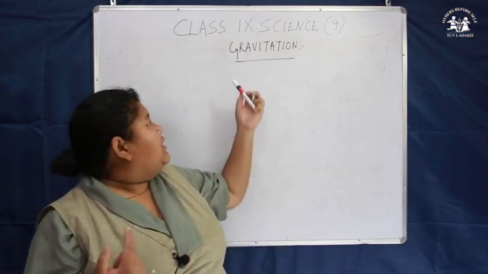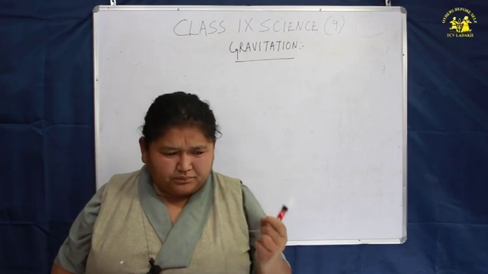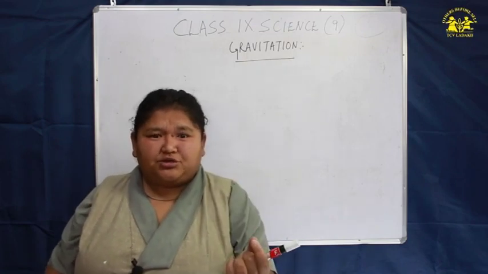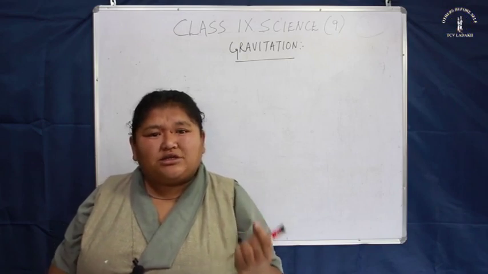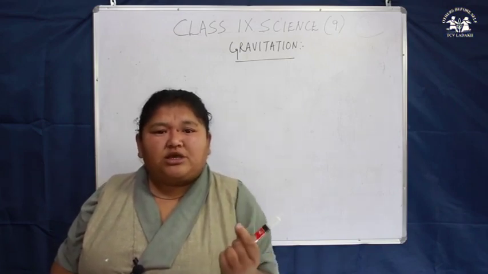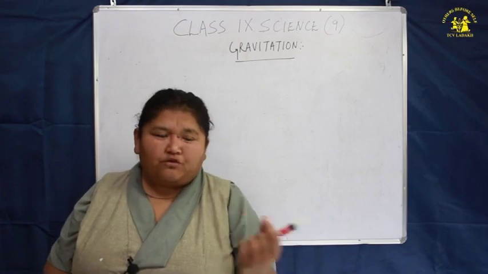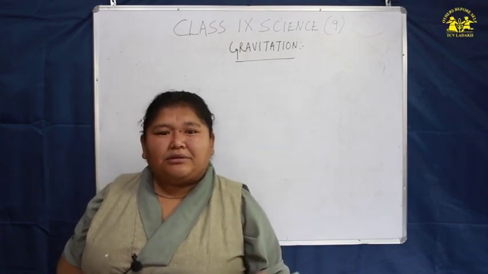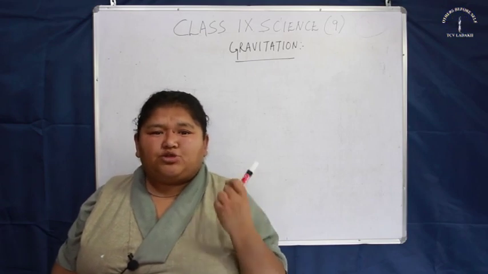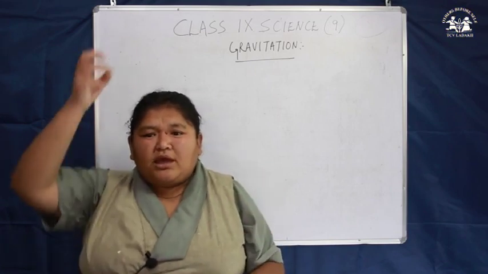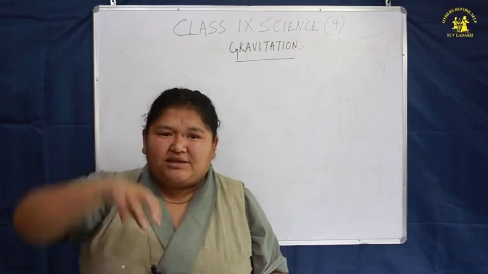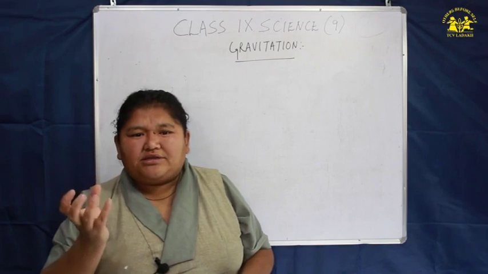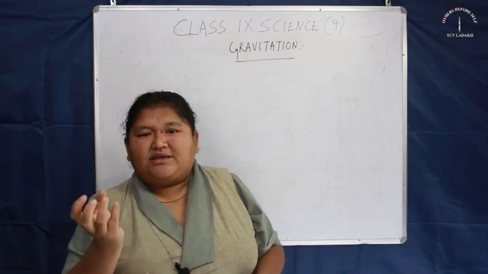Okay, now objects exert force on each other. We have studied in Newton's third law of motion that every action has an equal and opposite reaction. Now let us take an example. Isaac Newton observed an apple falling from a tree, the force of the earth's gravity pulling it.